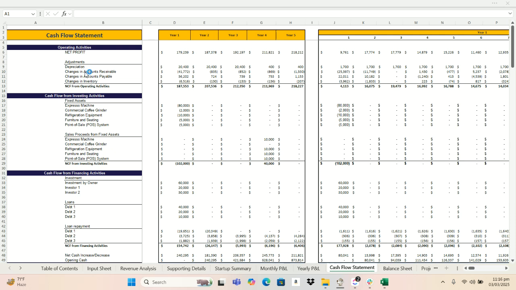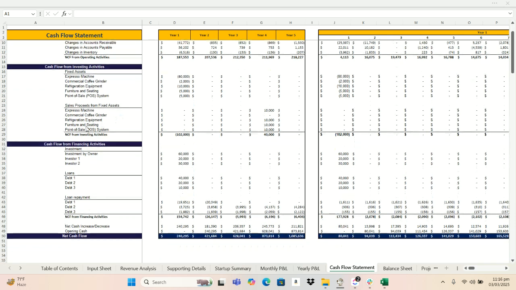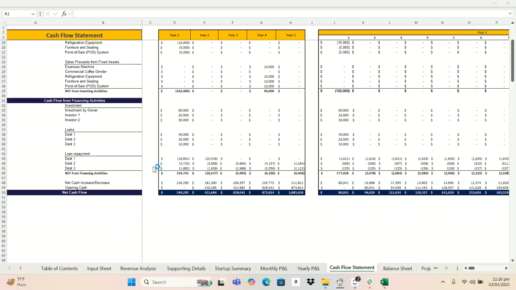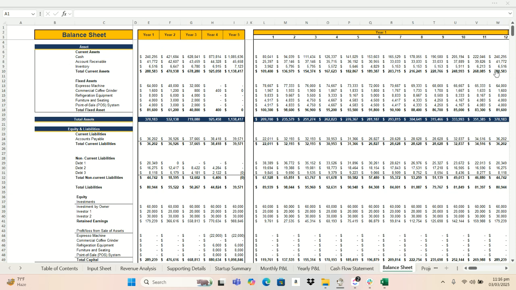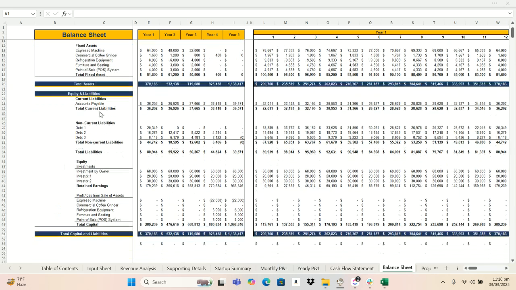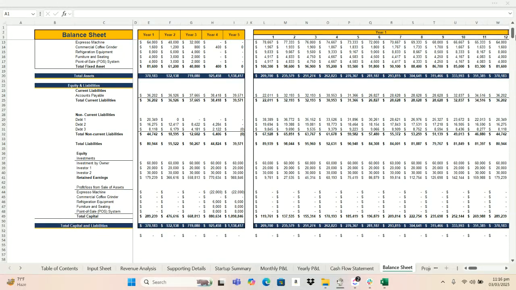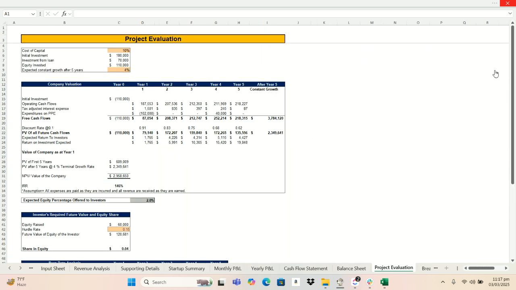Next up we have our cash flow statement. Over here you can see the operating activities, cash flow from investing activities, cash flow from financing activities, and then net cash flow. Next up we have our balance sheet, which is calculated on monthly basis and for 5-year projection. You can see the total assets, total capital, and liabilities.